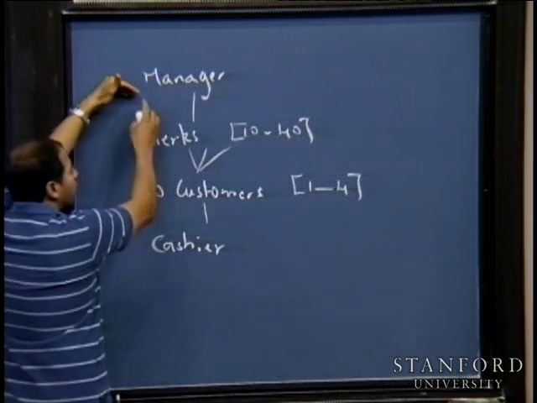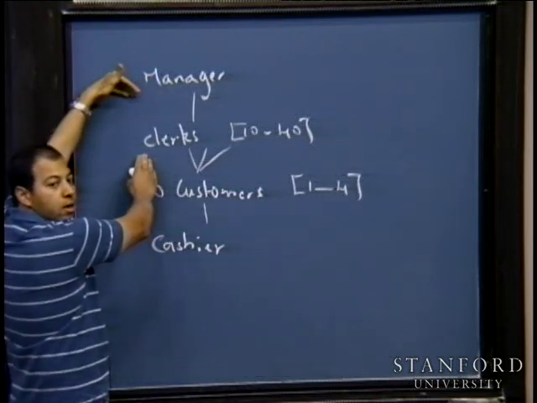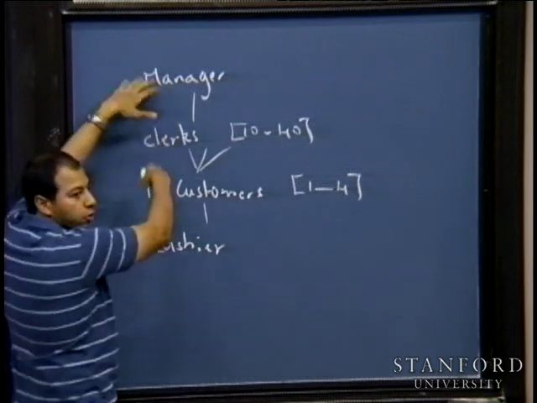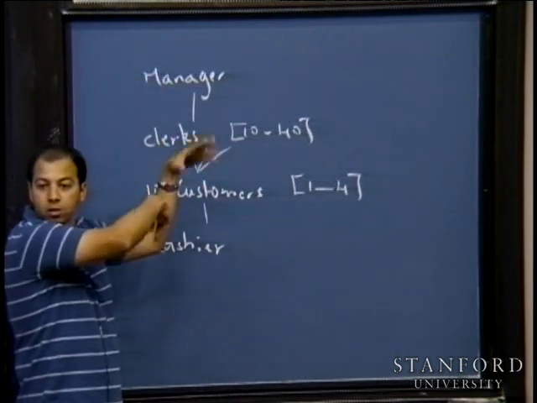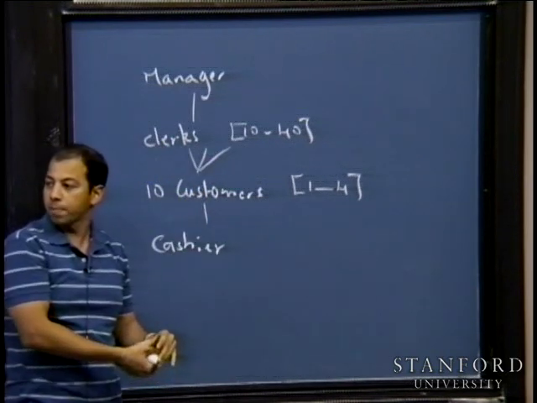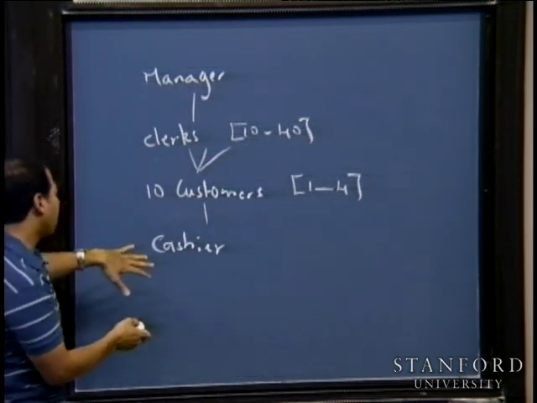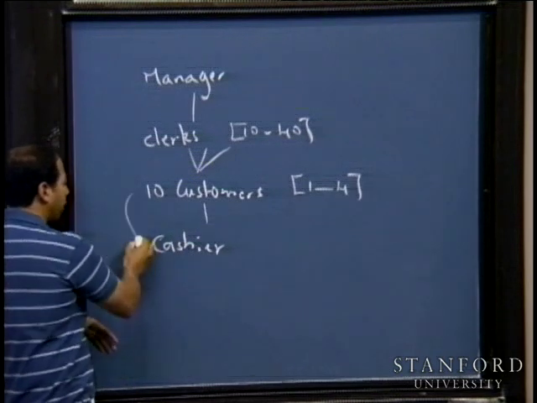So there's the manager waiting for the clerk to request. There is also the clerk waiting for the manager to finish his inspection, right? So we have this kind of binary rendezvous thing going on in here. Do you see that?